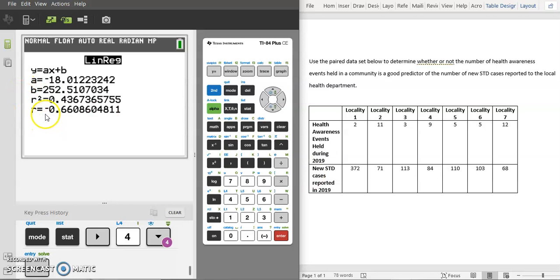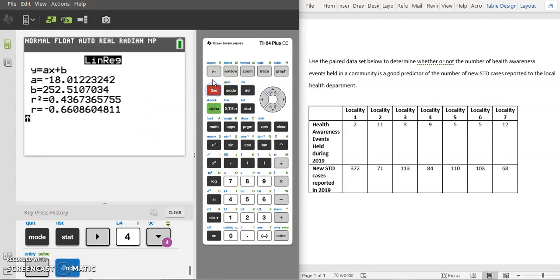And so, because the relationship is negative, it simply tells us that as there are more health awareness events held, it's more likely that the STD cases will go down. The number of new STD cases reported should go down. And if you were to look at the scatter plot, you would see that the data is trending downwards as well. So we can take a look at that.